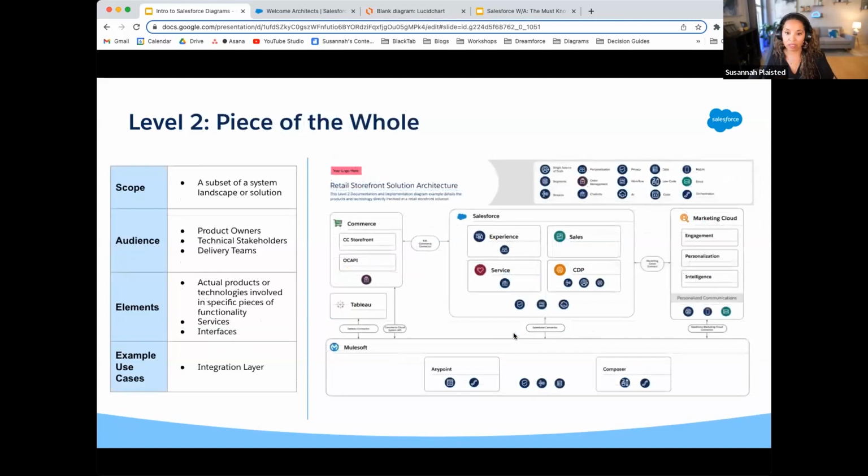So for that, we can look at a piece of the whole here. So this is a subset of a system landscape that shows, for this case, we're showing the retail storefront solution architecture. That's the cut of the overall solution we're looking at. We could also look at an integration flavor of this. So maybe you go from the system landscape like Matt was showing, and then just look at the integration layer. And here we can see the actual products or technologies involved in specific pieces. So instead of just MuleSoft, for example, we're looking at we're using Anypoint, and we're also using Composer. And then, yeah, an example of this is that integration layer, another classic example.